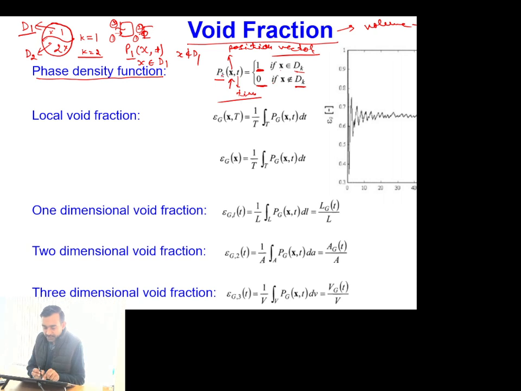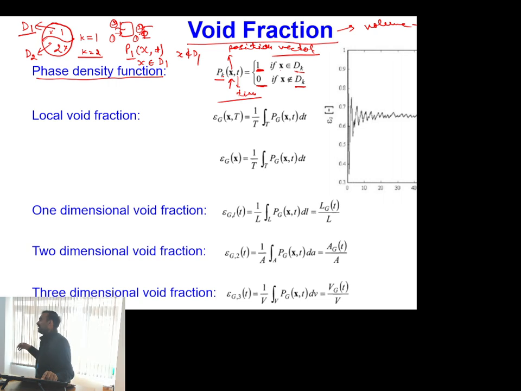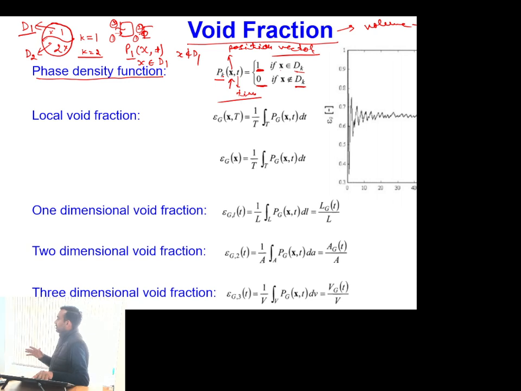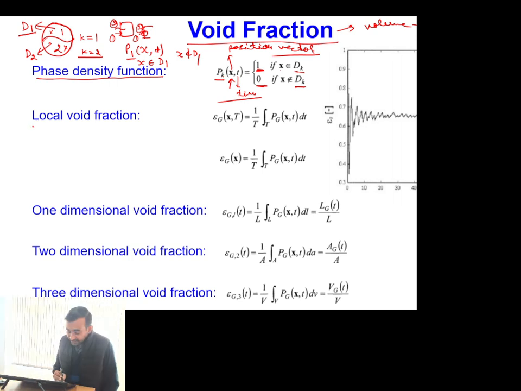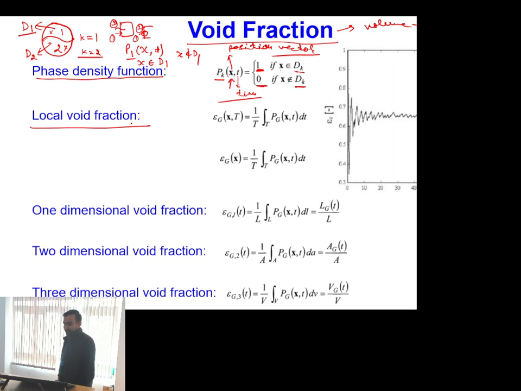So it means that the phase density function for the kth phase is a function of position as well as time, and if the position vector is pointing in such a way that it belongs to the domain of k, then its value will be 1, otherwise its value will be 0. So you can say that it is nothing but an indicator function whose value becomes 1 whenever we are referring to a particular fluid, and it becomes 0 within the domain where that particular fluid is not present.